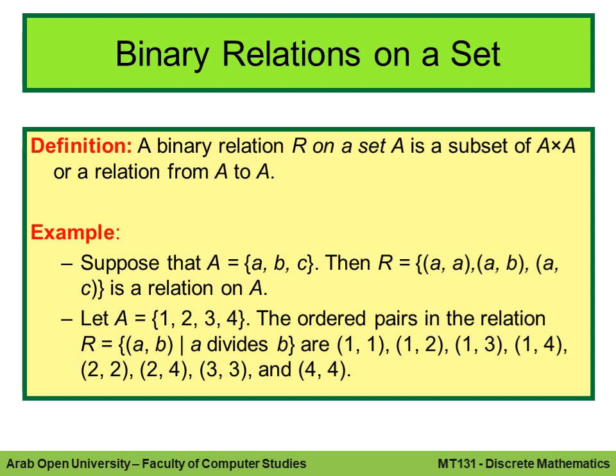Here is another example. If A is a set that has the integers 1, 2, 3, 4, the relation is defined to be the set of all ordered pairs (a, b) such that a divides b. The first element divides the second element. For that set, you can actually list all these elements: (1,1), (1,2), (1,3), (1,4), (2,2), (2,4), (3,3), and (4,4). These are all the related elements. In every ordered pair, the first number divides the second number.